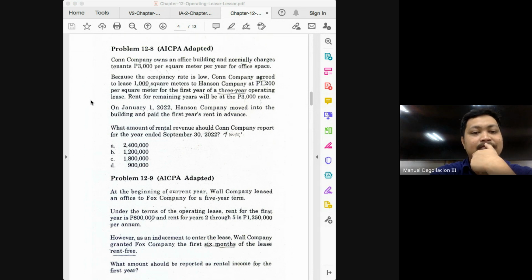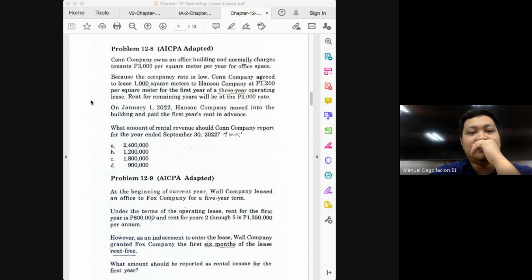So the trick in this problem has nothing to do with the operating lease. It's on your ability to spot the end of the reporting period. Because if it ends in less than 12 months, then you should not be reporting revenue good for 12 months. So the safest procedure would be to compute the monthly rent instead of annual.